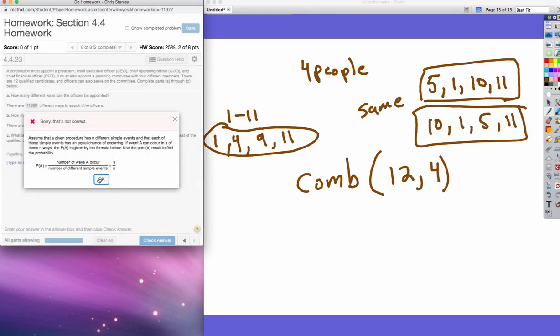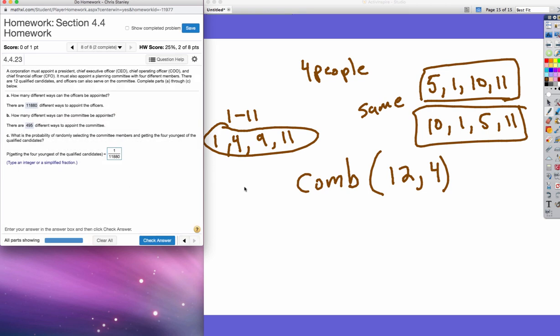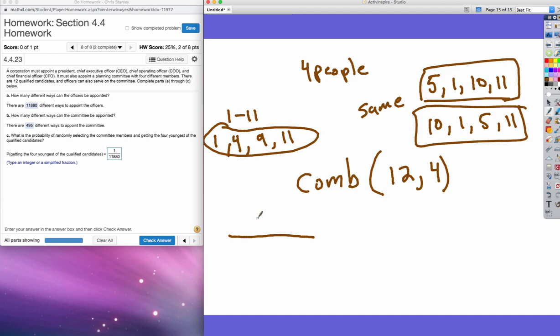Let me try something else. This one is a little tricky. I'm just thinking about it like this: I'm going to do 4 factorial over the 11,880 and see if this works. My thought process was, if they get the 4 youngest, let's say 1 is the president, 4 is the COO, whatever, 9 has a job, and 11 has a job.